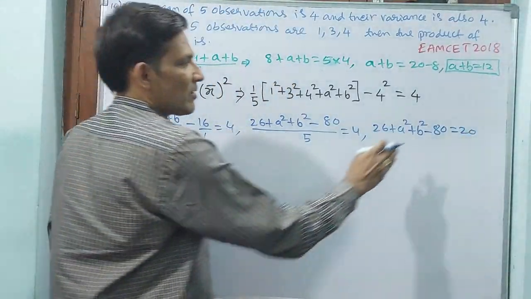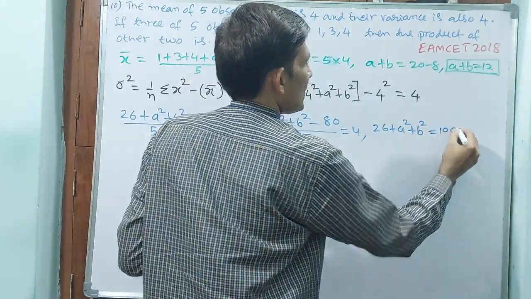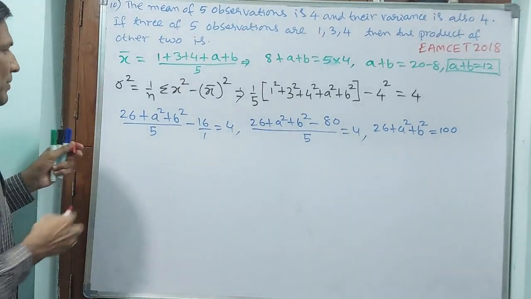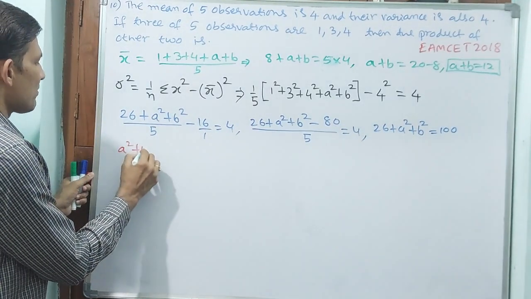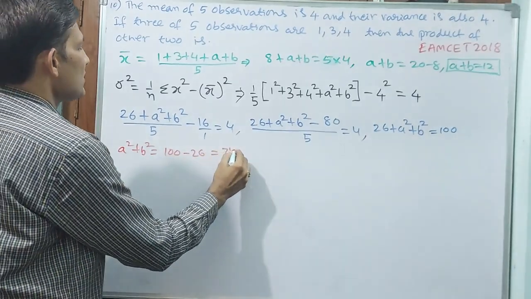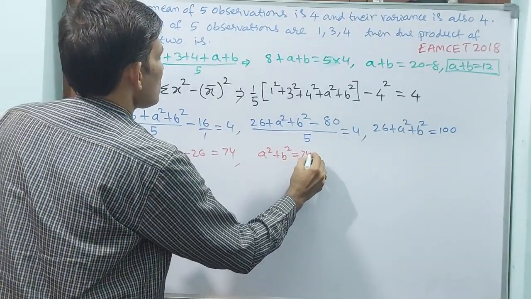One step shall I jump? Why? Because this 80 also you send to that side, making 100. Now a square plus b square, write down. a square plus b square is equal to 100 minus 26, that is equal to 74. See, you have got a square plus b square is equal to 74.